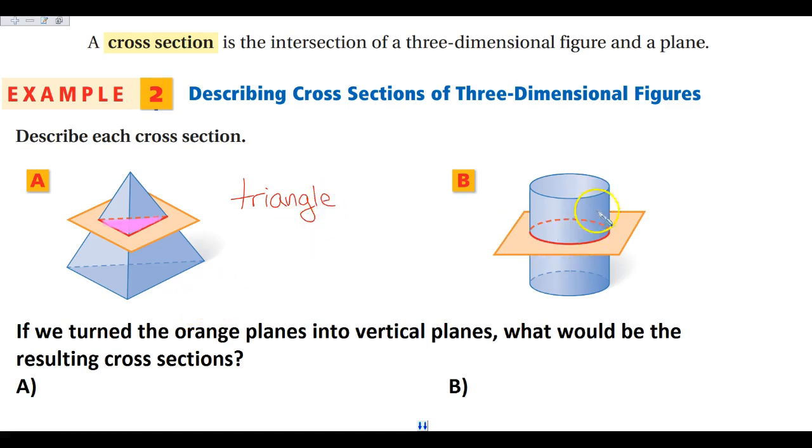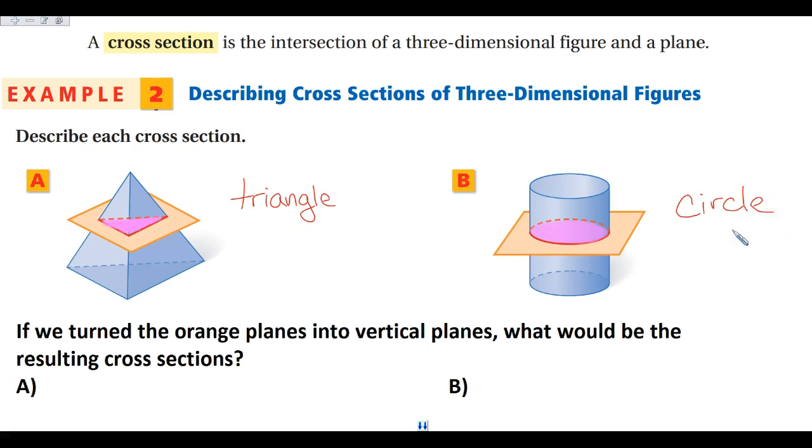Same thing here. When I look at this cylinder, if I cut it in half, think about cranberry sauce out of a jar. You cut it in half, what shape are you looking at? We're looking at this part right here, at a 3D angle, so it's a little bit squished, but it is going to be a circle.